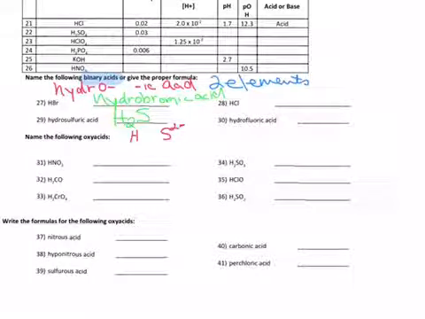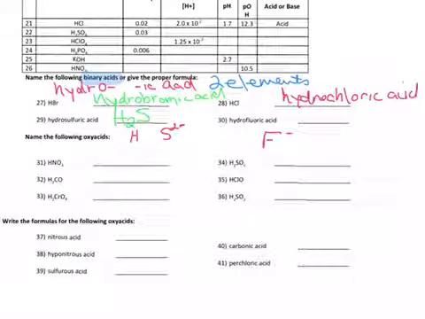What is the name of HCl? Hydrochloric acid. And you need to include the acid part. And then hydrofluoric acid, it gives you the name, asking for the formula. What's the oxidation on fluorine? 1 minus. So the formula for hydrofluoric acid would be HF.